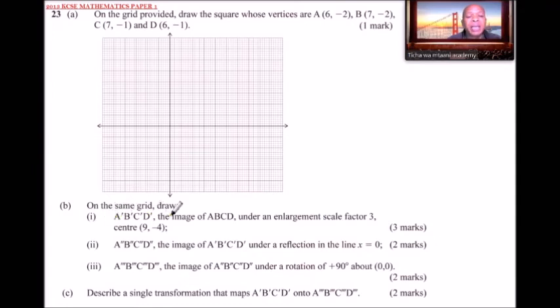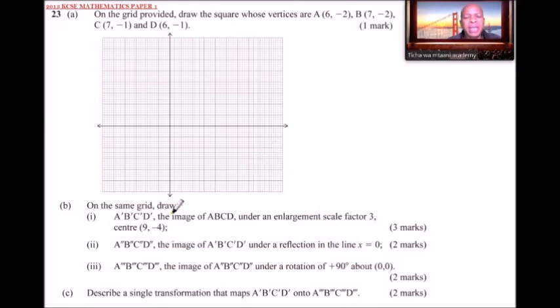B. On the same grid, draw A'B'C'D', the image of ABCD under enlargement scale factor 3. Our center of enlargement is (9, -4). Roman numeral 2: A''B''C''D'', the image of A'B'C'D' under a reflection in the line x = 0. Roman numeral 3: A'''B'''C'''D''', the image of A''B''C''D'' under a rotation of positive 90 degrees about (0, 0). And C, describe a single transformation that maps A'B'C'D' onto A'''B'''C'''D'''.